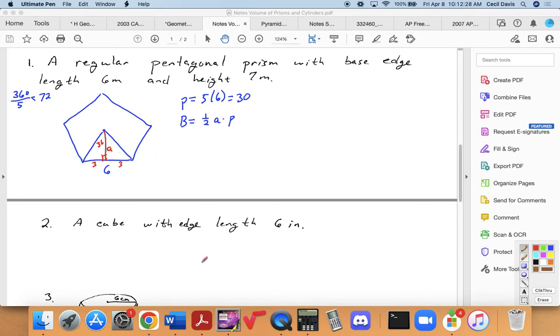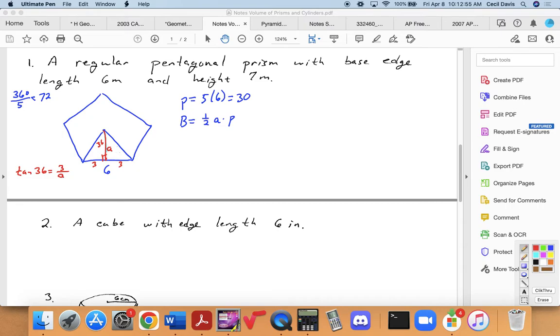So if I'm going to find the apothem, from the 36, which side is the apothem? It's adjacent, and 3 is opposite. So what are we going to use? Tangent. So tangent of 36 is opposite over adjacent. So it's 3 over a.